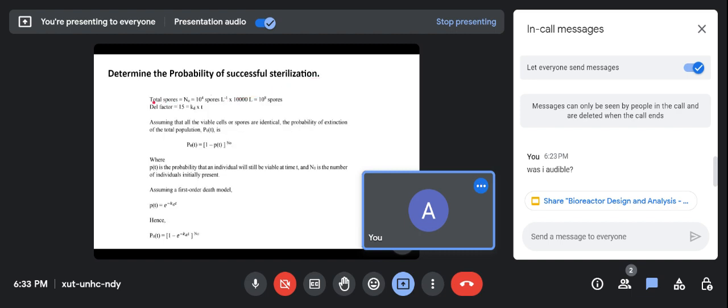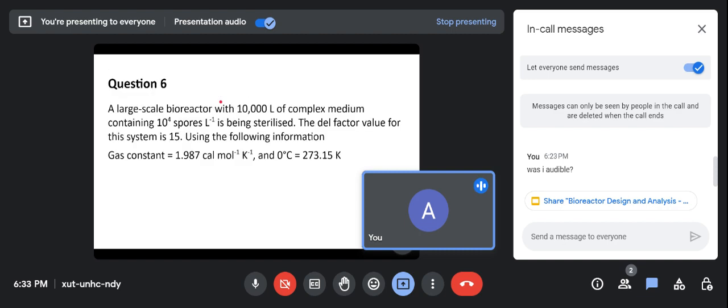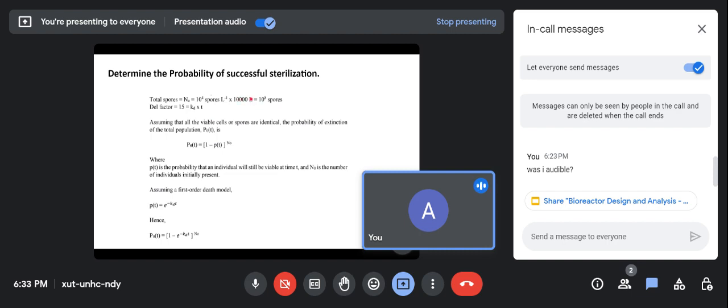Alright. So let's start by figuring out what the total number of spores, that is N naught, is. You have 10 to the power 4 spores per liter, and you have 10,000 liters, right? So the total number of spores is 10 to the power 8 spores. And del factor is 15, and you know del factor is equal to the death rate constant into time, right? Now you are assuming that all the viable cells or spores are identical, okay?